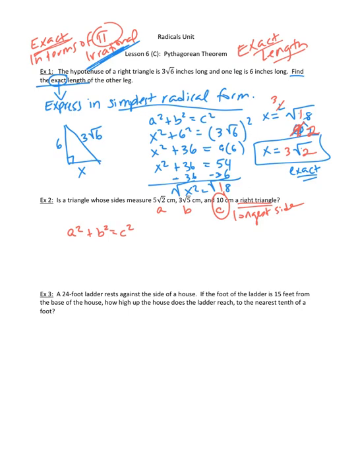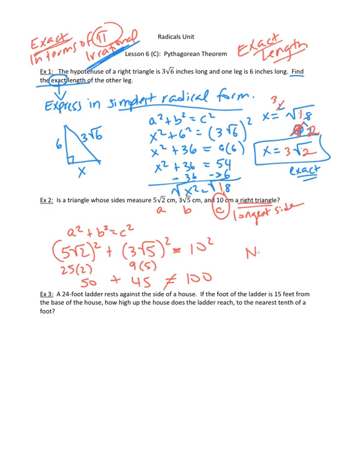So we're going to square 5 radical 2. You need parentheses. Squared plus parentheses 3 radical 5 squared. Does that equal 10 squared? So when I square 5 radical 2, I get 25 times 2, which is 50, plus here I get 9 times 5, which is 45, equals 100, and this does not equal 100, so no, it is not a right triangle.